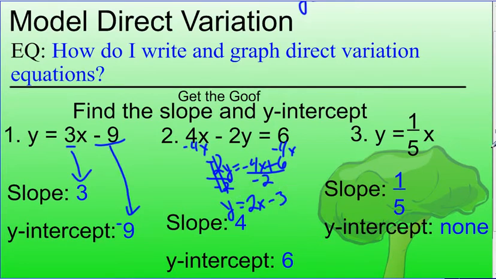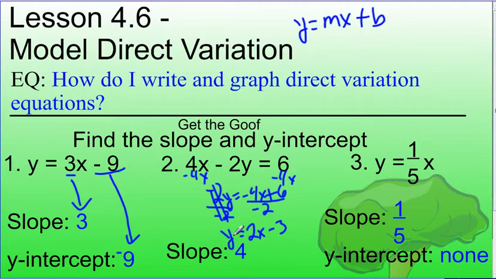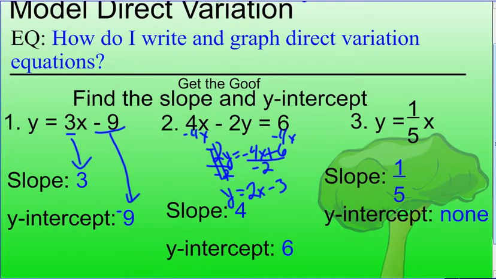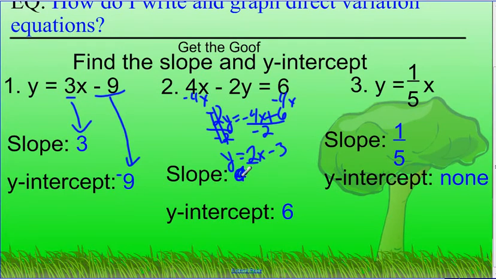Now we have it in the correct form. See, y equals mx plus b. This is the slope. This is the intercept.